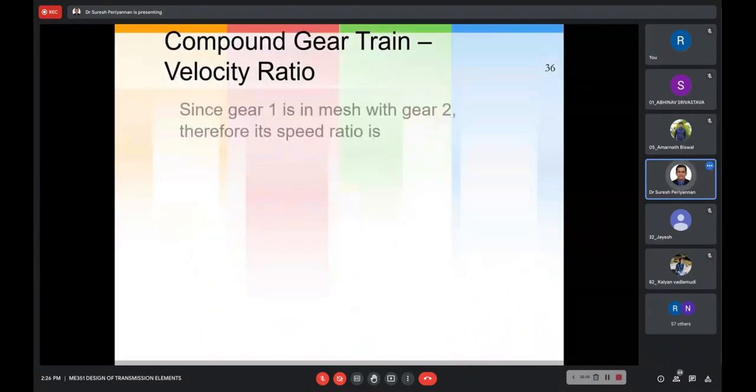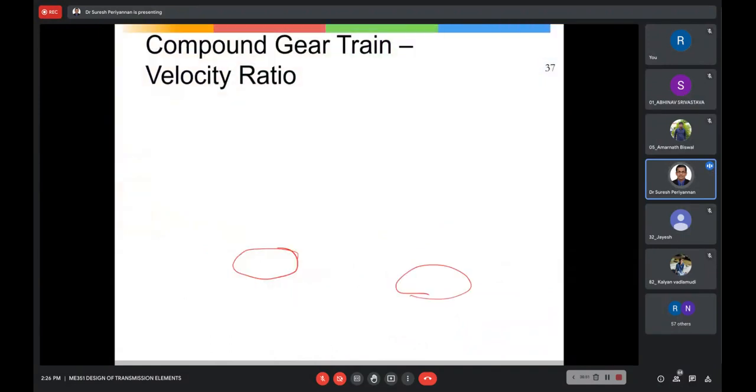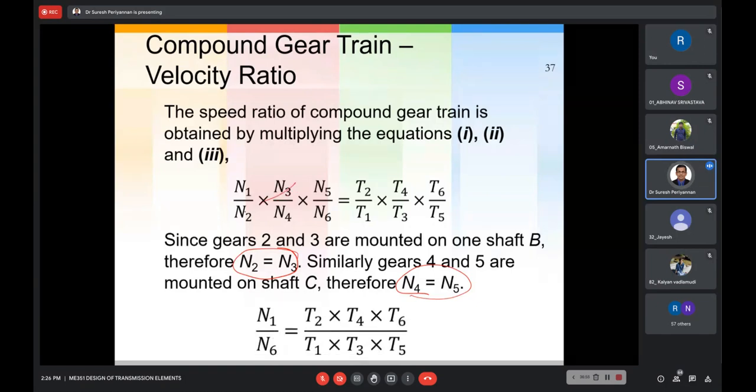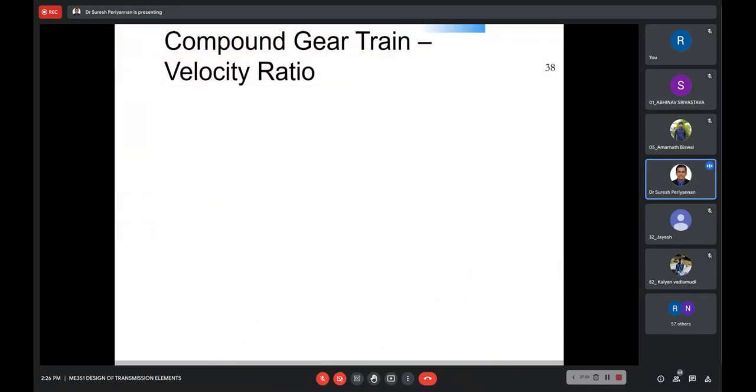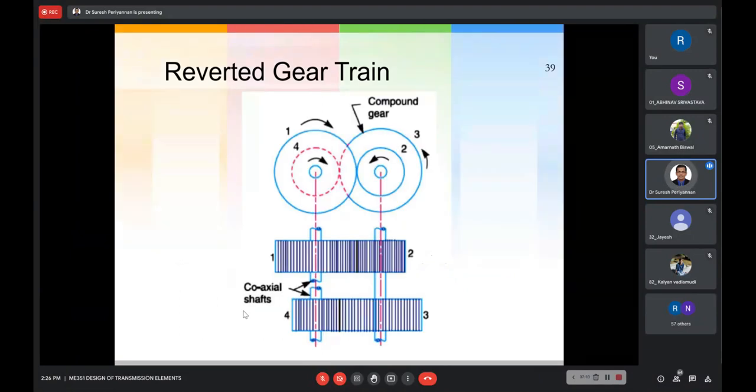So based on that condition, not assumption, that condition, we are eliminating N2, N3 same, N5, N4 same. Finally, N1 by N6 is equal to this. This compound gear train velocity ratio is nothing but speed of the first driver divided by speed of the last driven.